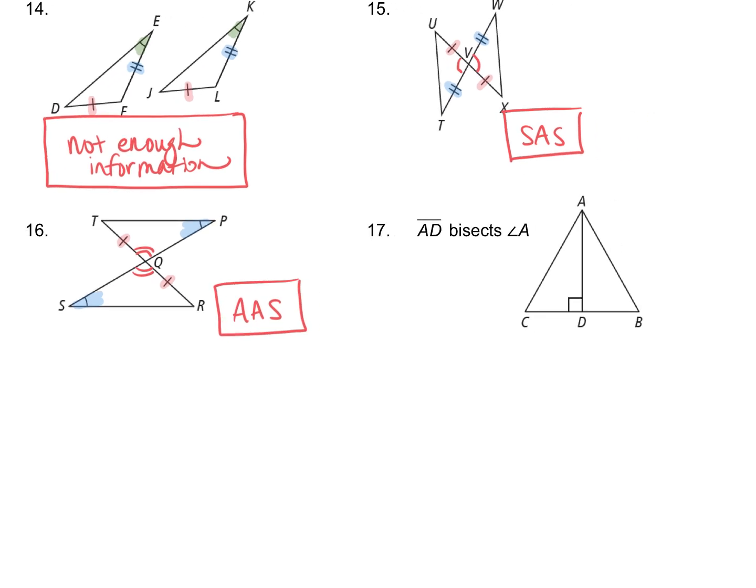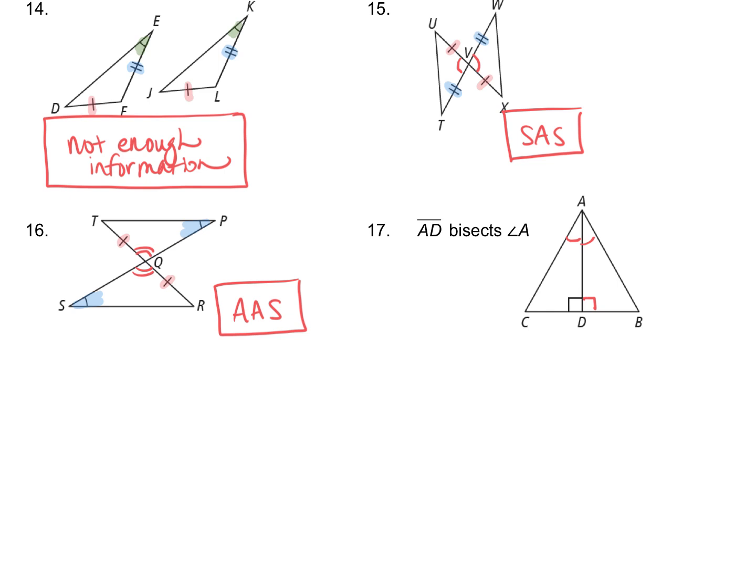All right, so number 17, they gave us some additional information. They said that AD bisects angle A. So angle A right here is getting bisected. That means cut in half evenly to these two angles, which means these two angles will be congruent. So we can go ahead and mark that congruency. Another thing I want to notice is we have a right angle and this straight line. So these two angles are a linear pair. So if that's 90 degrees, this will be 90 degrees because those two angles will add up to 180. So let's go ahead and mark that 90 degrees.